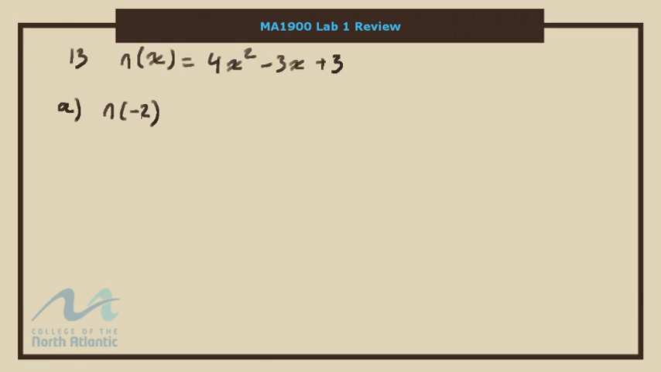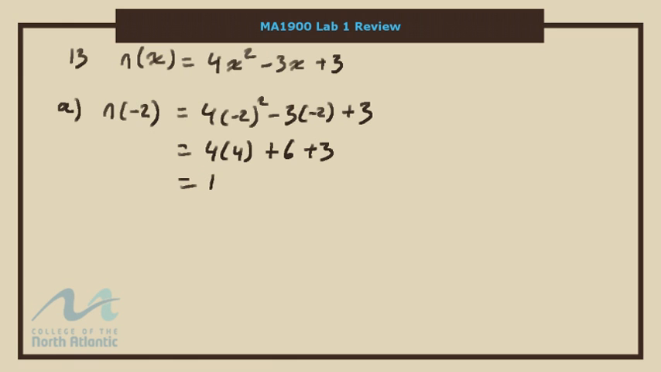Very simple. All we have to do is substitute minus 2 in for all of the spots where we see x. So that becomes 4 times (minus 2) squared minus 3 times (minus 2) plus 3. And then we just finish off simplifying this as best we can. So that's going to be 4 times 4 plus 6 plus 3, which equals 16 plus 9, which is going to equal 25. So my A value is going to end up being 25.